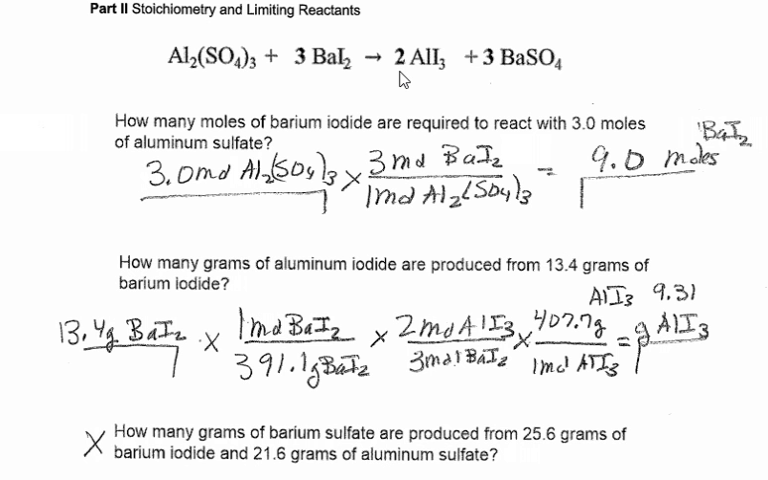Okay, so there's a 2 for the aluminum iodide. We put that on top because that's what we're solving for. Over 3 moles of barium iodide because there's a 3 there in the balanced equation. And we finish up with the molar mass of aluminum iodide per 1 mole. That mathematically is 13.4 divided by 391.1 times 2 over 3 times 407.7. That gives you 9.31 grams of aluminum iodide.